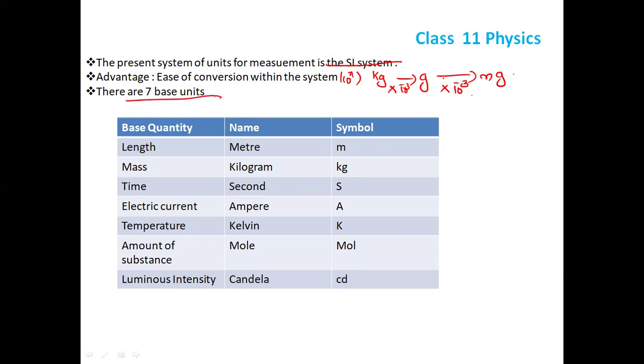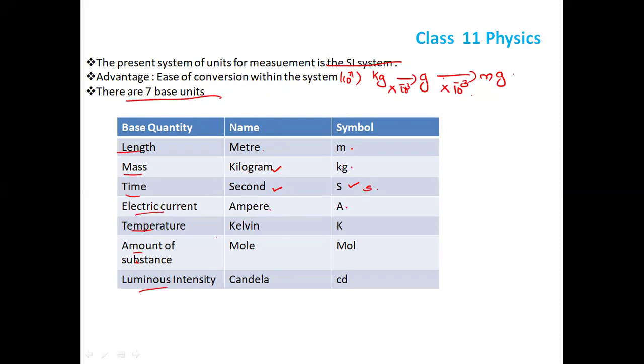There are 7 base units in the SI system, as we have already seen. That is length, mass, time, electric current, temperature, amount of substance, and luminous intensity. Length is measured in meter, and the symbol is m. Mass is in kilogram, symbol kg. Time is measured in seconds, and the symbol is s, small s. Current is measured in ampere.